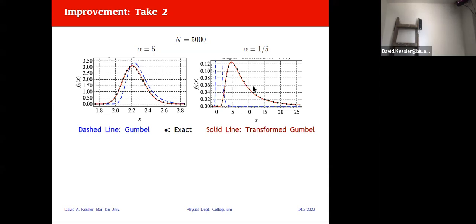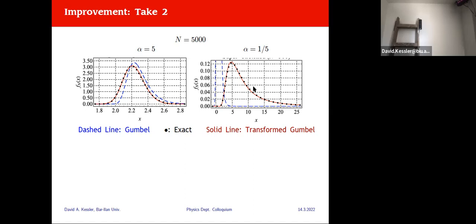This is for when alpha is a fifth. If you do the standard treatment of Gumbel, because it is Gumbel eventually, if n is 10 to the 20th or something like that, it's Gumbel, right? But for n of 5,000, it's completely wrong, completely wrong, right? And yet you do our trick, it is Gumbel in the right variable, you change back and you get that.